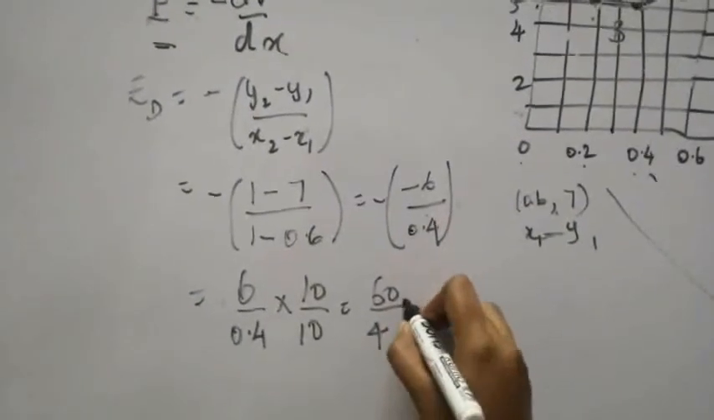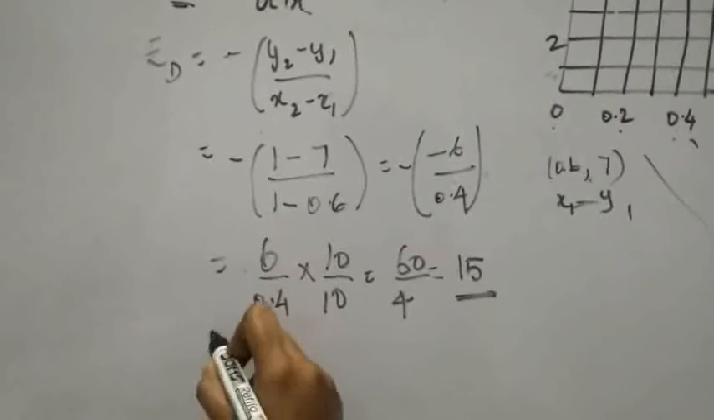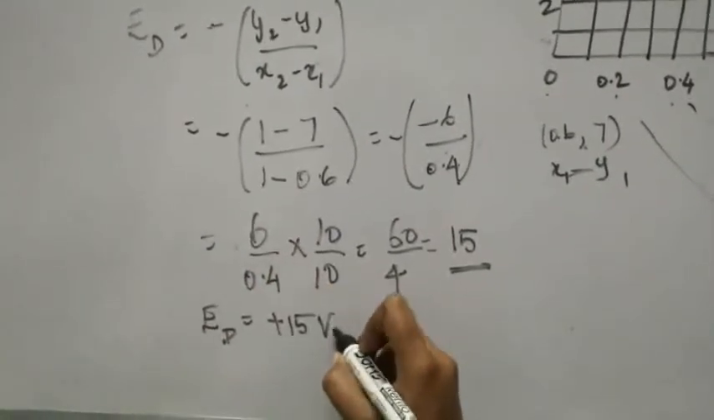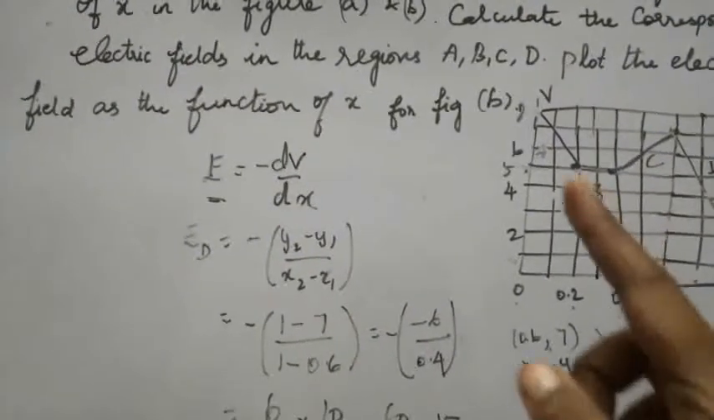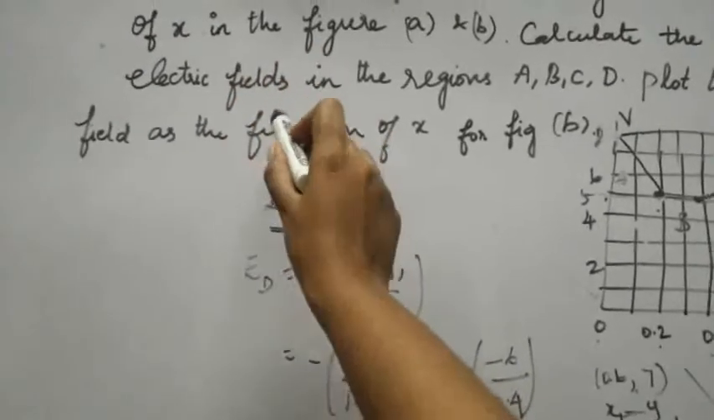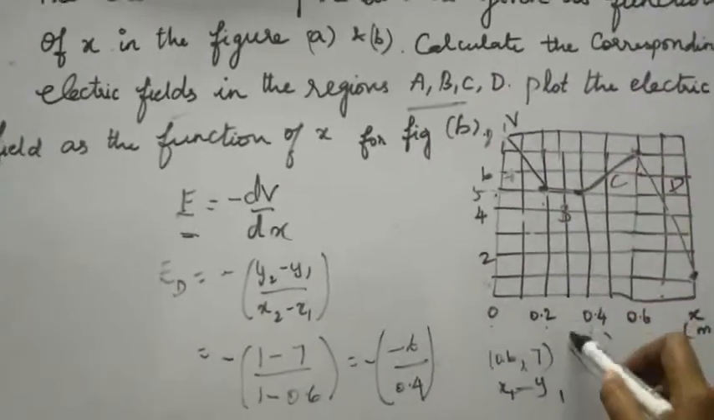So 60 divided by 4 is 15. So the electric field value in the D region is plus 15 volt per meter. So these are the electric field values. We have to find the electric field values in the regions A, B, C and D for plot 1.